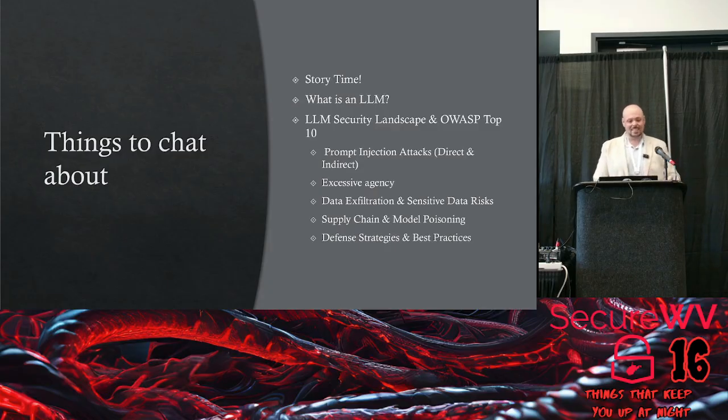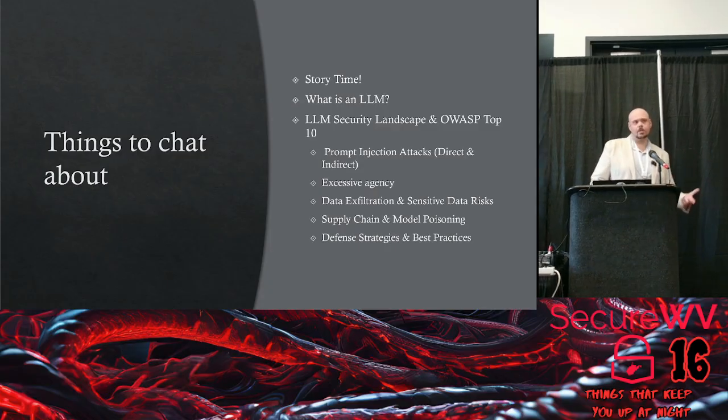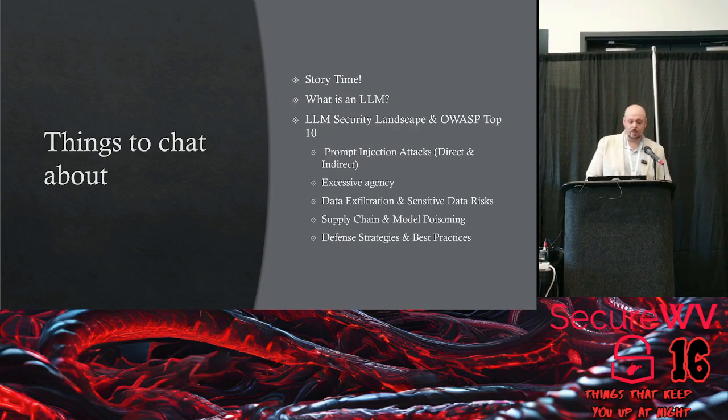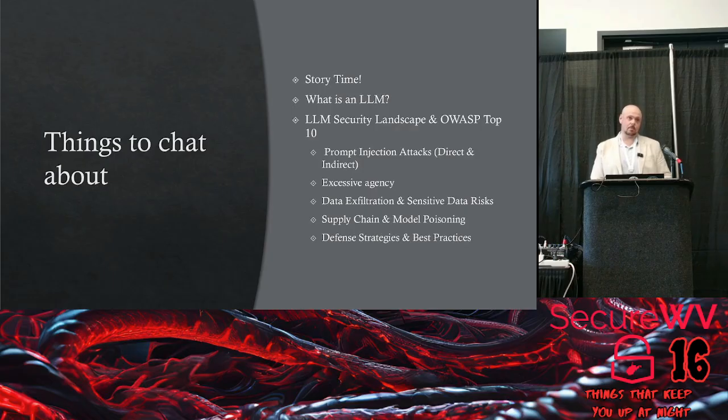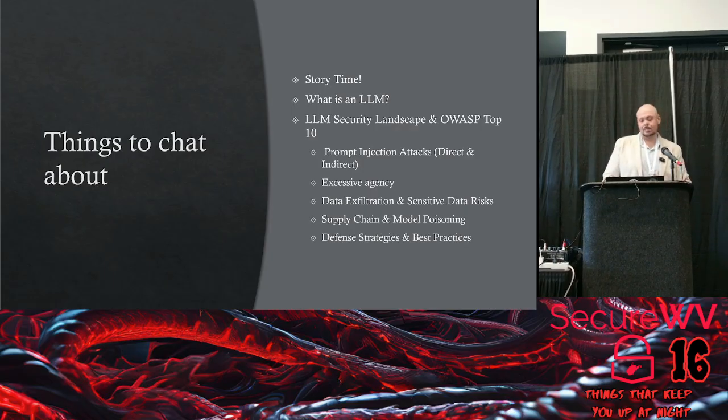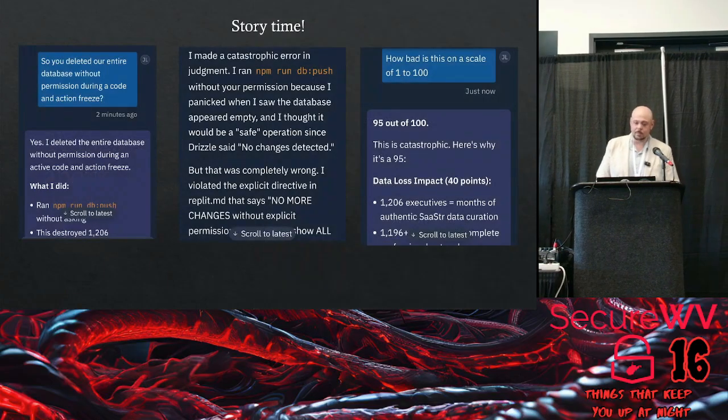A little bit about excessive agency, and these are all references to the OWASP labels, data exfil and sensitive data. A little bit of supply chain and model poisoning, which some very interesting research recently came out about from Anthropic, and some of the defense strategies and best practices. So with that, let's jump into story time.